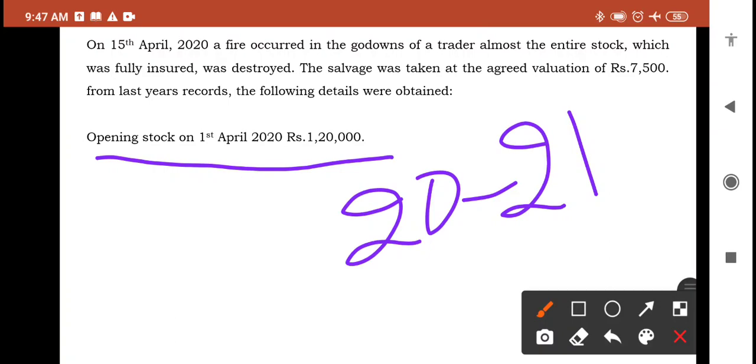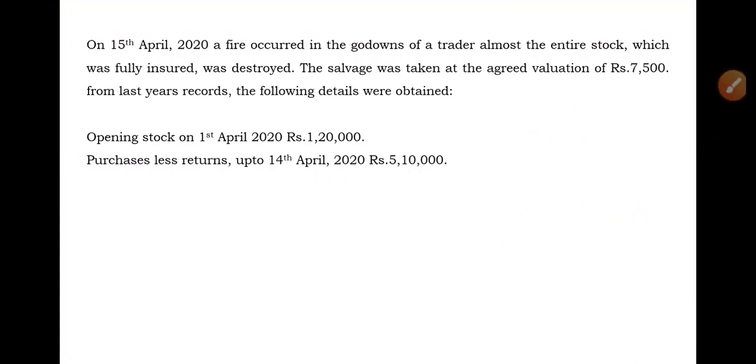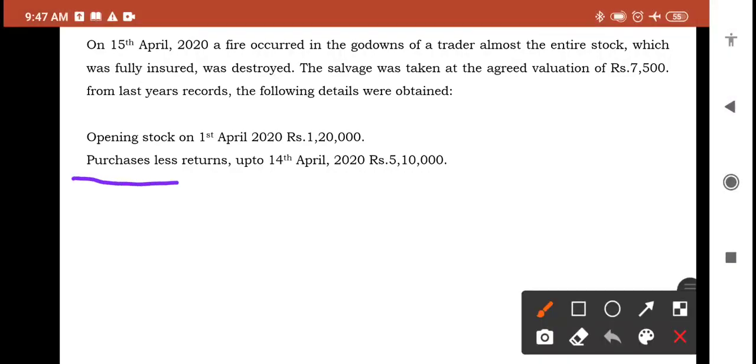Why don't we prepare a trading account? Because they might give gross profit. Okay, let me check with that. Next they have given purchases less returns up to 14th April 2020 rupees 5,10,000. So purchases less returns, already they have deducted returns. After deducting purchase returns, the purchases value is 5,10,000 rupees, up to 14th April 2020, that is, up to the date of fire accident. So it should be recorded in the memorandum of trading account. Why? Because these purchases relate to the present year.